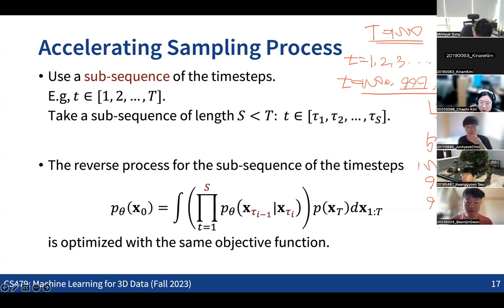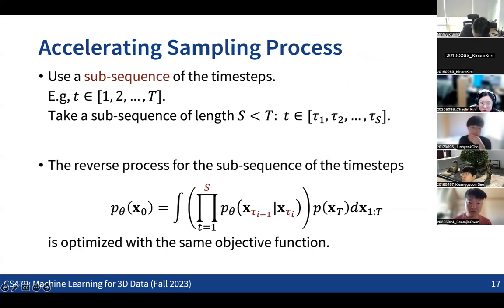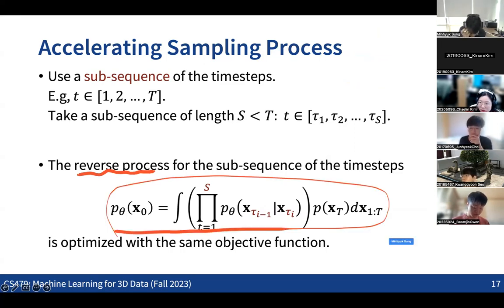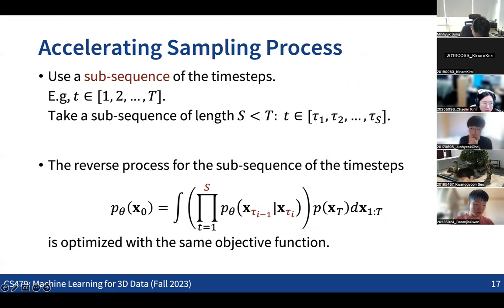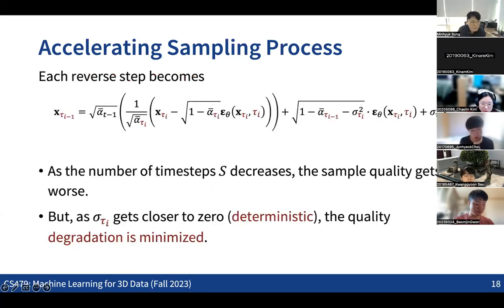Also, even when you run the reverse process with a subsequence of the time steps, optimizing for the given data samples becomes minimizing the same objective function as with the full sequence of time steps. So it's not giving some kind of bias to the final outputs, but it becomes an approximation of the full reversibility process. So that's the idea.